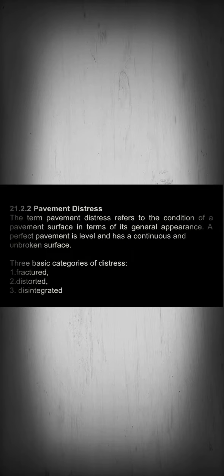Pavement distress. The term pavement distress refers to the condition of a pavement surface in terms of its general appearance. A perfect pavement is level and has a continuous and unbroken surface. There are three basic categories of distress modes: fracture, distortion, and disintegration.